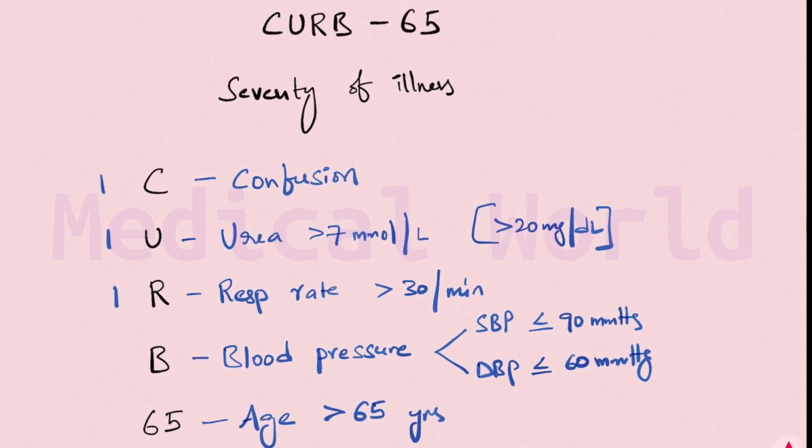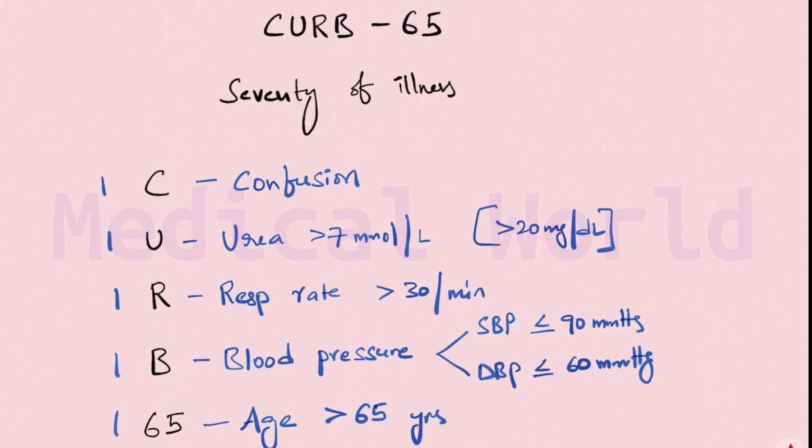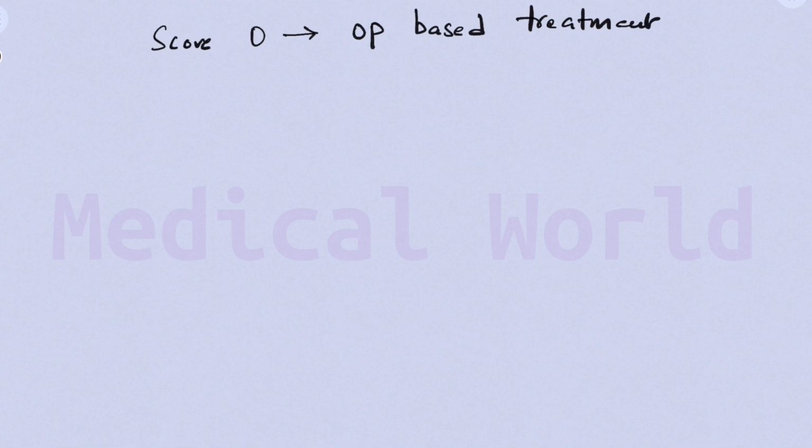Here, each parameter will be given 1 point. So in a patient with pneumonia, if none of these are present, the score becomes 0. So we can treat the patient on OP basis. That means we prescribe some oral antibiotics, and he will be at home taking those medications.